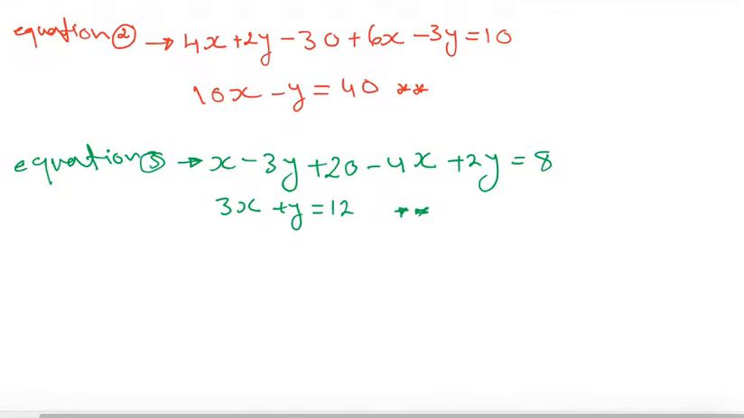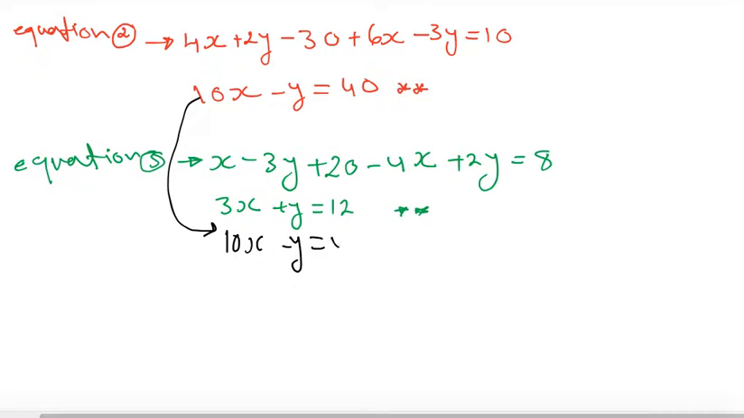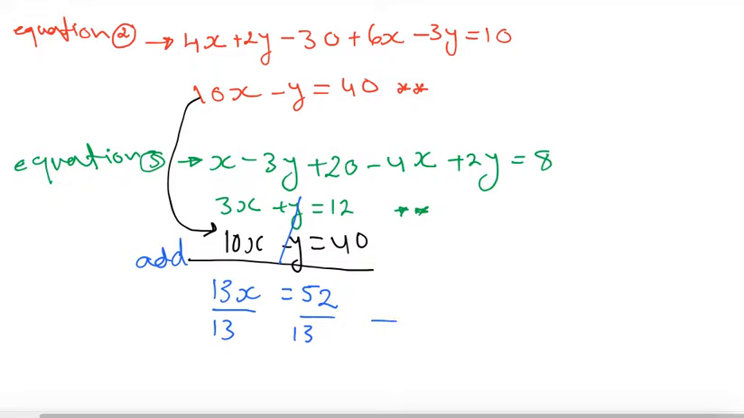Then I have 2 equations, the ones with stars. I'm going to solve them together, so I'm going to put one underneath the other in black. So it's 10x minus y equals 40. As you can see, these two equations are pretty neat because one of them has positive y, the other one has negative y. So if I just add these two equations, I cancel the y. 3x plus 10x, that's 13x equals 52. If you divide all the way by 13, you get x equals 4, because 4 times 13 is 52.